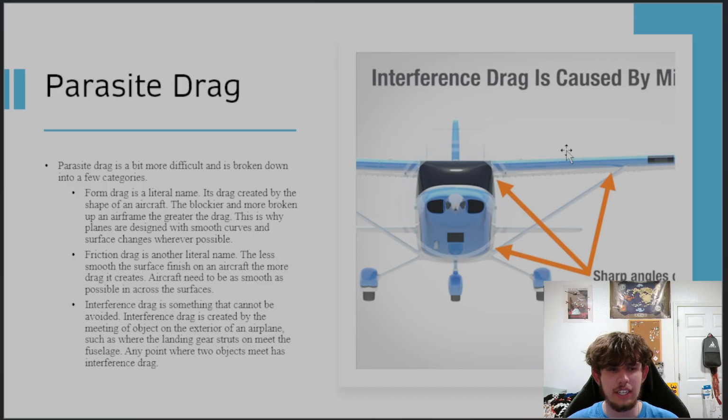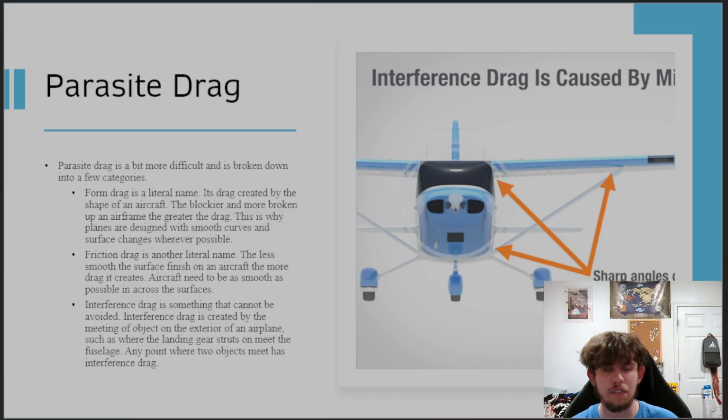Friction drag is the next form of drag. It's generated by the surface of an aircraft wing. The smoother, more waxed the surface is, the less friction drag there will be. Also, any of these little rivets or things that stick out also cause that friction drag. They're just tiny imperfections on the skin of an aircraft that drag that aircraft back.